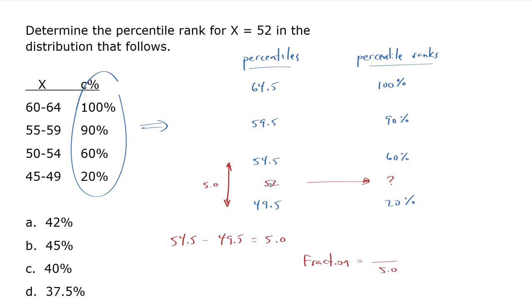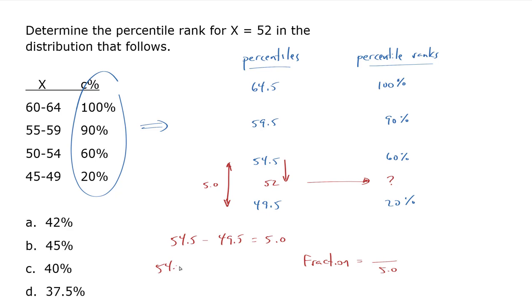Let me put this a different way. In my previous videos, I've been measuring how far up from the bottom of the interval. And in your textbook, they do it the other way around. In your textbook, they measure how far down from the top of the interval. So I'll do it that way this time. How far is it from 54.5 to get to 52?